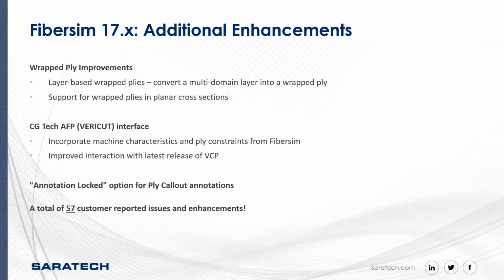And as you can see here, we've made a number of different improvements where we are able to take those layers and turn them into wrap plies automatically for you. If you construct a layer that ends up being a wrapped ply, we'll recognize that, and then also being able to render wrapped plies in our cross sections. So that was something that was not present until we added that capability in Fibersim 17.